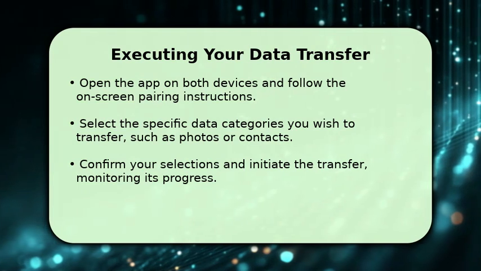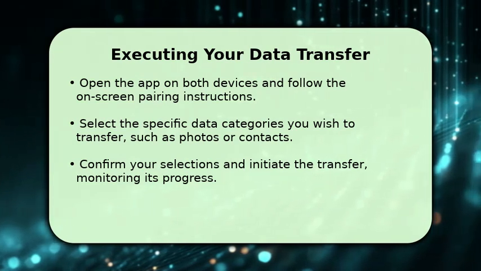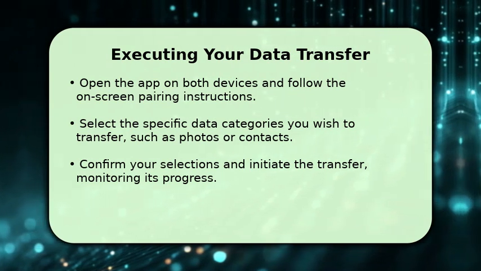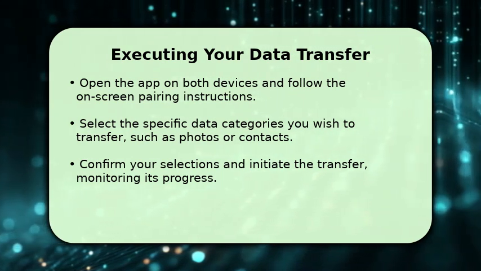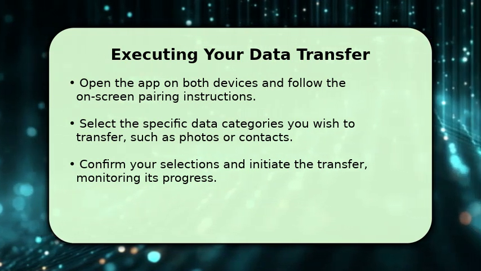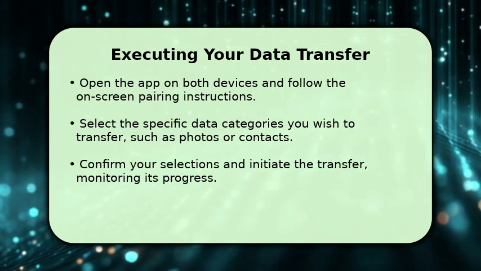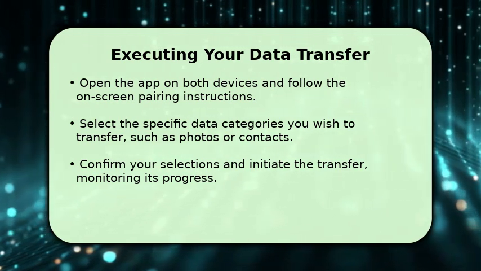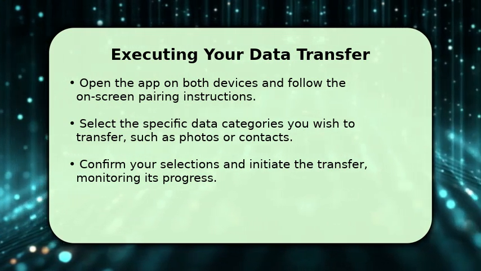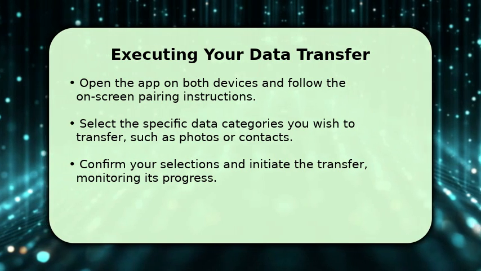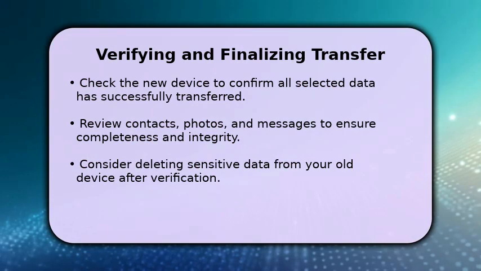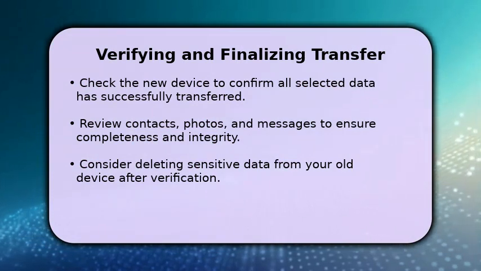Now for the main event, transferring your data. Open the app on both your old and new devices. You'll typically see prompts to connect them, often using a QR code or a short numerical PIN. Once connected, the app will display categories of data you can move, like photos, videos, or messages. Carefully select what you need, then hit the transfer button. Keep both devices close and avoid using them until the process finishes, which might take several minutes to an hour, depending on data volume. Congratulations, your data should now be on your new device.